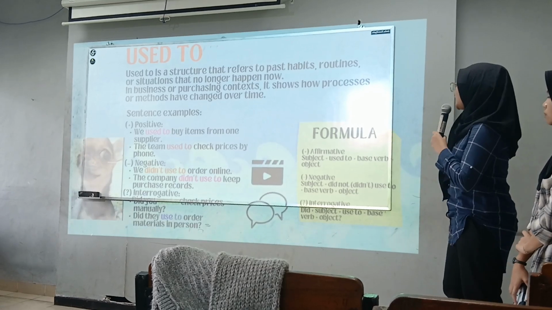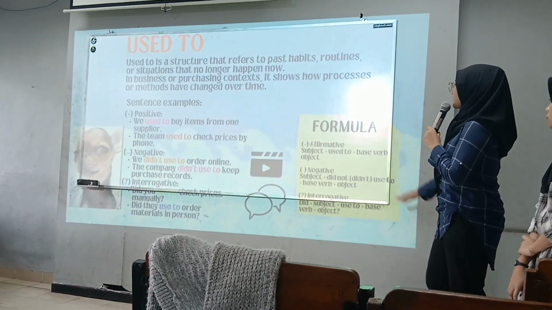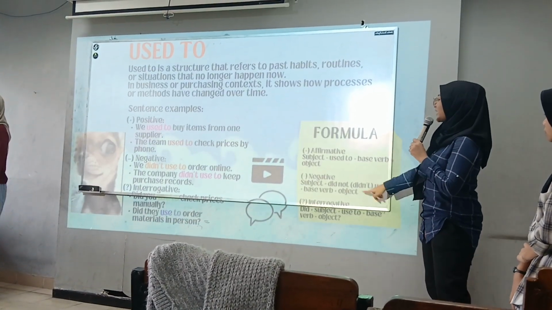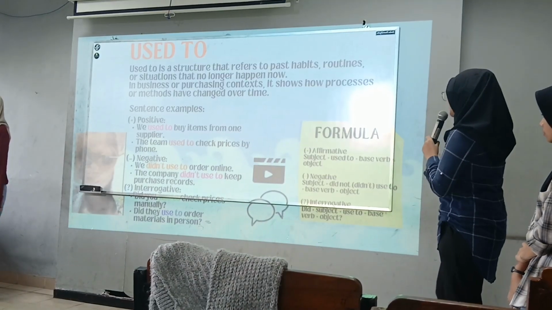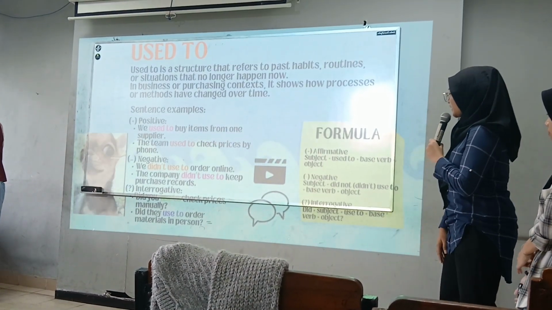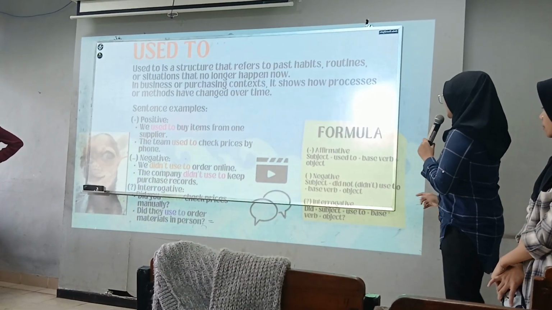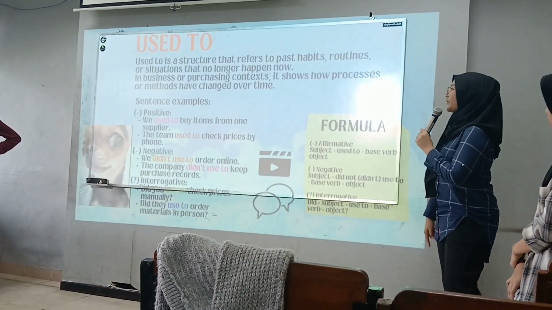And the formula for the affirmative is subject plus used to plus base verb plus object. The negative is subject plus did not or didn't use to, plus base verb plus object. For the interrogative, did plus subject plus use to plus base verb plus object.